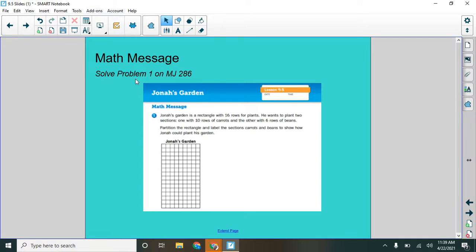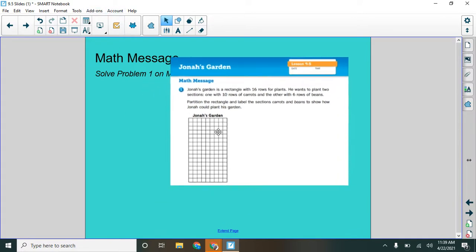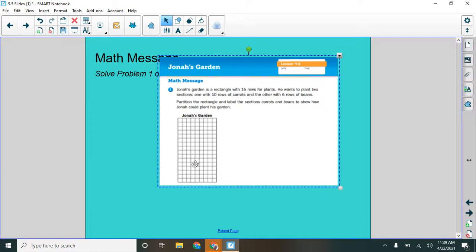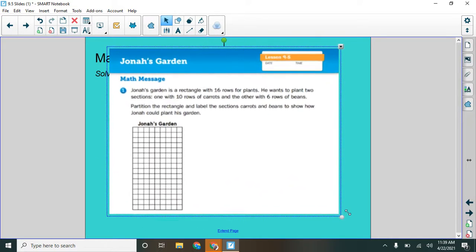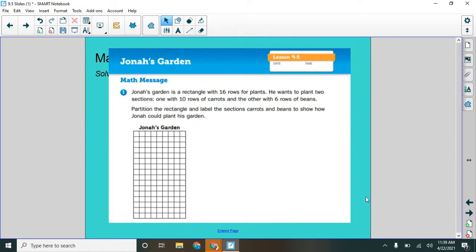And here is our question. Let's see. Can we make this even bigger? Jonah's garden is a rectangle with 16 rows for plants. He wants to plant two sections, one with 10 rows of carrots and the other with 6 rows of beans. Oh, look, more vegetables today. It is a vegetable-y kind of day. Partition the rectangle and label the sections carrots and beans to show how Jonah could plant his garden.